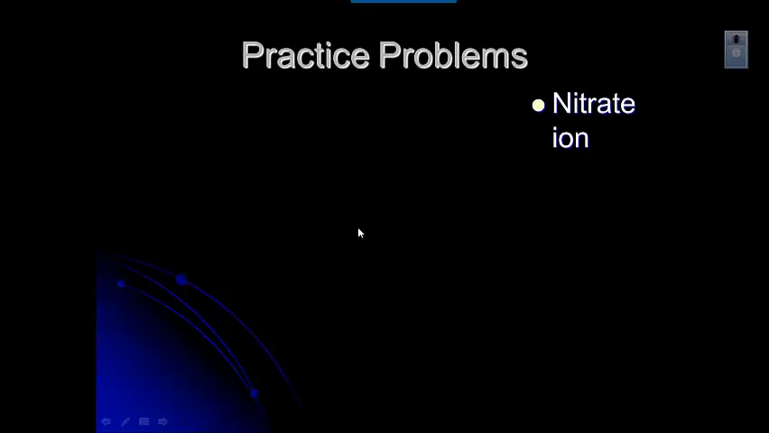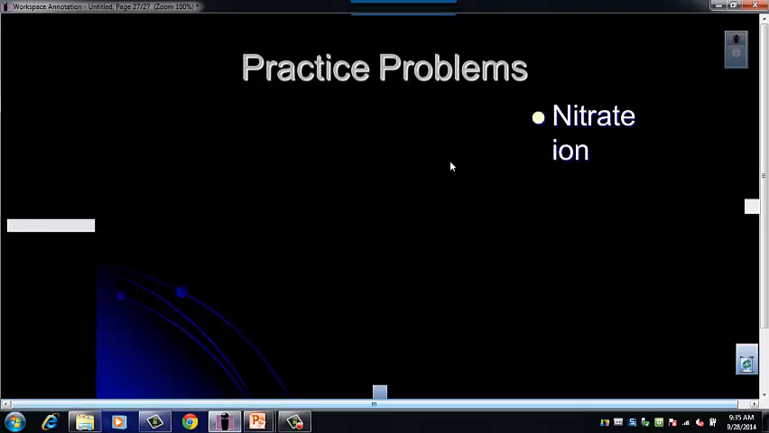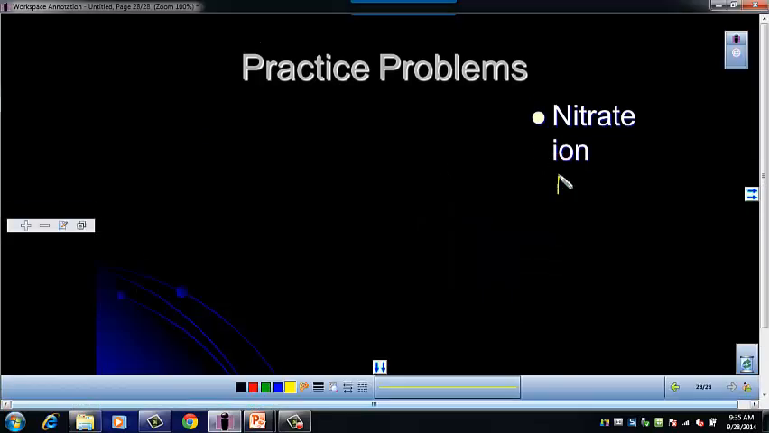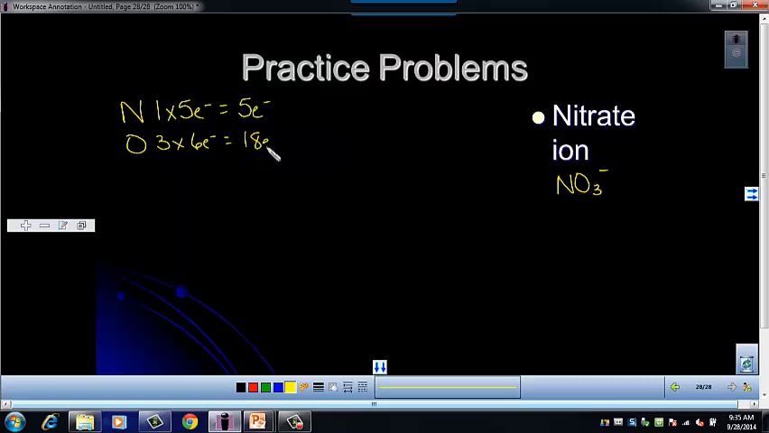The nitrate ion. So where would you find the formula for the nitrate ion? Hopefully your head is saying, the yellow packet. Okay, so the nitrate ion is NO3 with a 1- charge. So let's go ahead and do our electron math here. We know that we've got 1 nitrogen atom with 5 valence electrons. And then we've got 3 oxygen atoms, and each of those has 6 valence electrons. So we've got a total of 23 electrons.